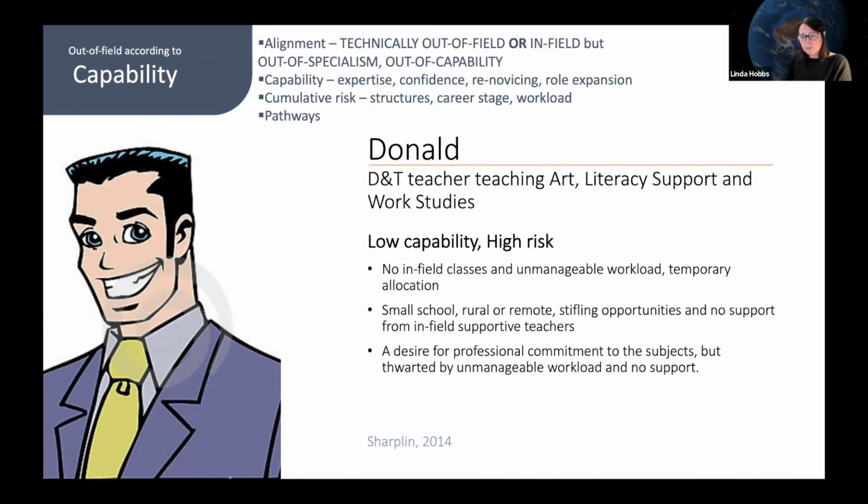So if we look at Donald, he's a design and tech teacher teaching art, literacy support and work studies with no in-field classes, an unstable load. He's from a small rural school with limited support and few opportunities in terms of advancement or professional learning. While committed to his students, he had limited support and little time for expanding his expertise and sense of self in relation to these subjects. Spread thin, you might say. So low capability and high risk.